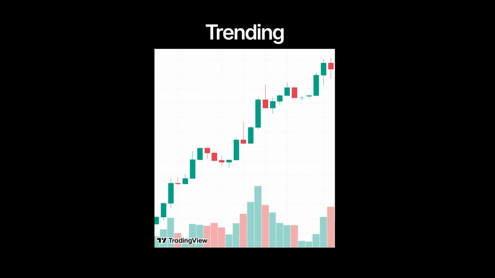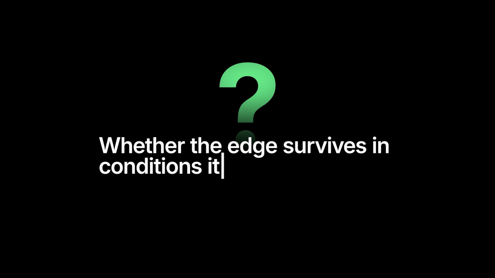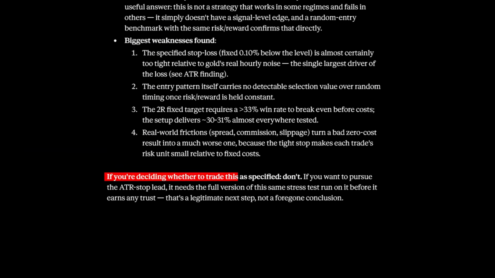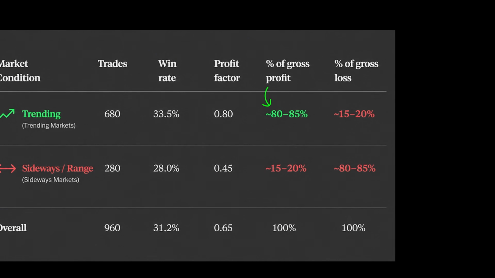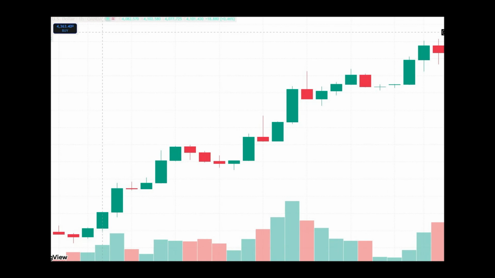Run after run filled the screen, each one a slightly different market than the one my rules were built on, all to answer whether the edge survives in conditions it wasn't shaped by. By the evening, the report was in. My system was dead. Almost all of the profit came from a few trending stretches, and in sideways markets, it slowly gave everything back. Claude's own summary was blunt. The edge only shows up when gold is trending.